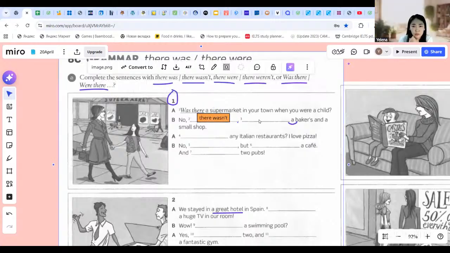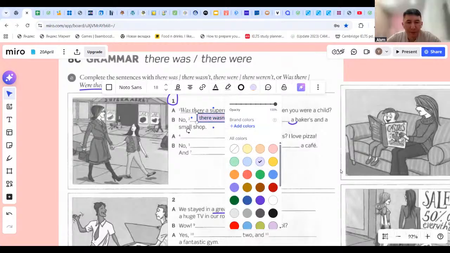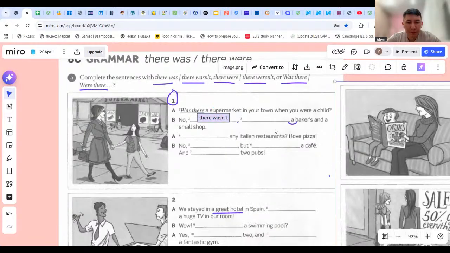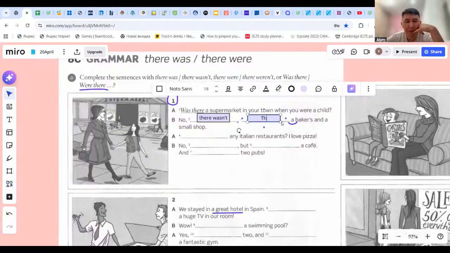The next one. I was a baker's. You can't say I was. You have to use one of these expressions. There was, there was a baker's and a small shop. Yes, that's right. There was. Good.